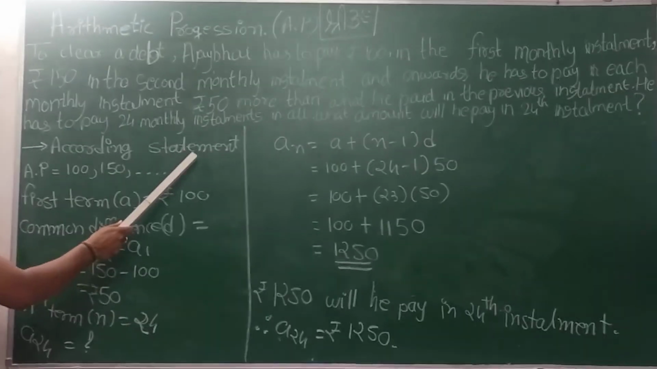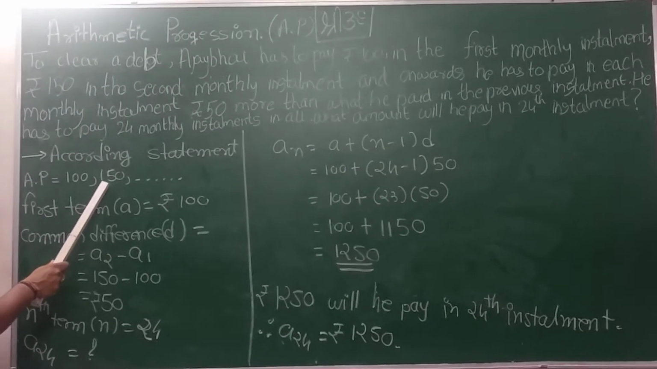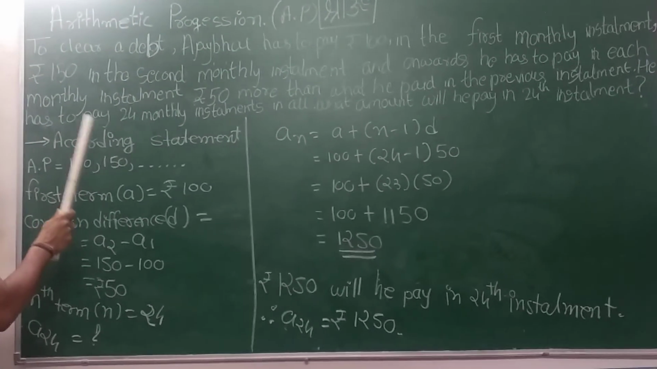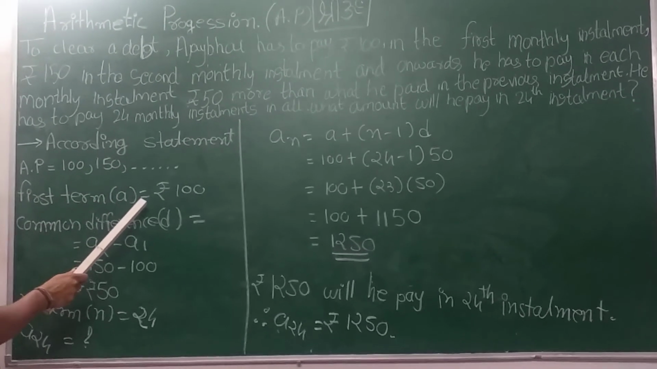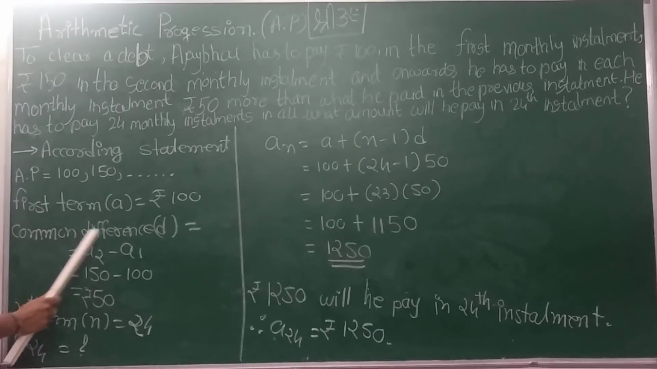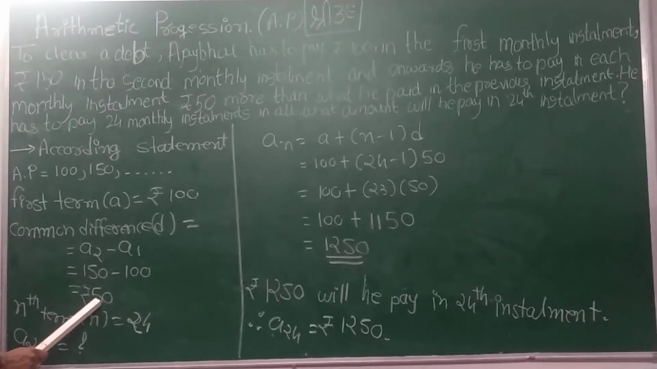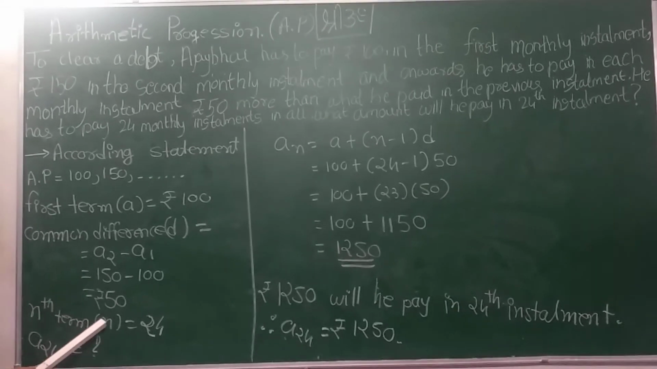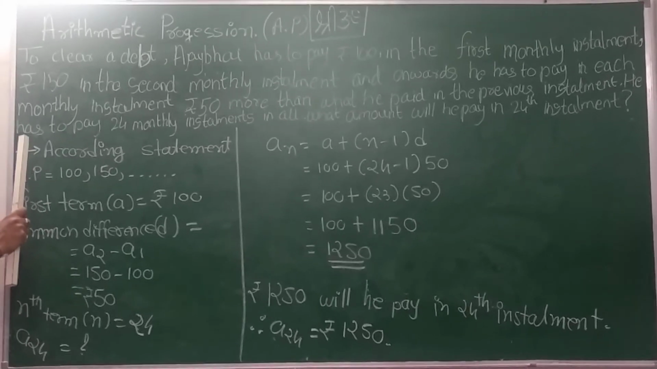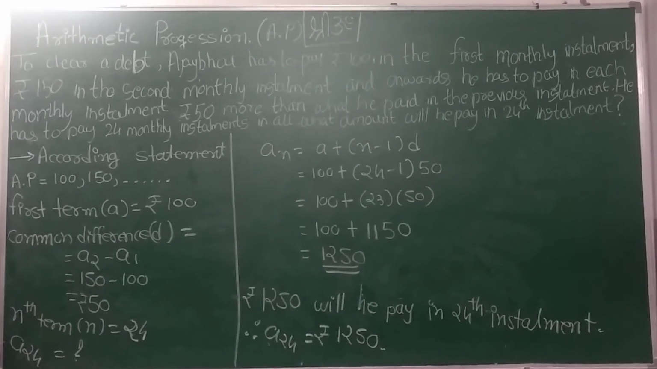So according to the statement, the AP is: first installment is 100, second installment is 150, and third installment is 200, because in each installment 50 rupees is added. So first term, that is a, is equal to rupees 100, common difference, that is d, is equal to a2 minus a1 is equal to 150 minus 100 is equal to rupees 50. The nth term, that is n is equal to 24 and a24 is equal to question mark. So this is again application of linear equation. Here the AP is not given, so with the help of the statement we have to form an AP.